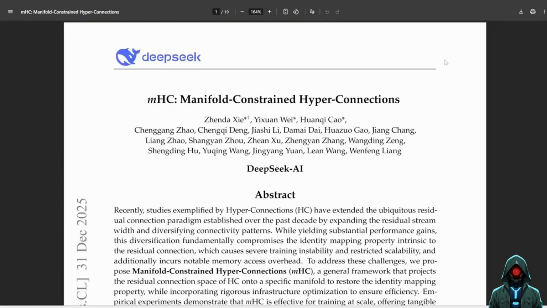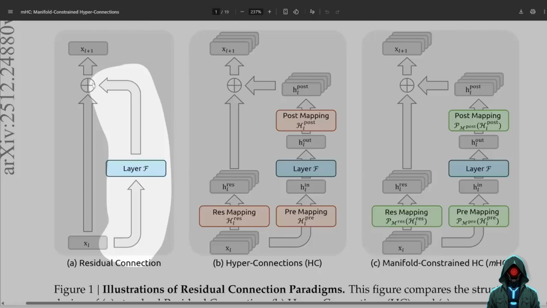Today, we're diving into a groundbreaking paper from Deepseek AI. At the start of 2026, they released MHC, a fix that solves a decade-old problem and could change how all large AI models are built. To understand this breakthrough, you first need to understand how AI models learn. Think of the information flowing through a model like traffic on a highway. For years, models used a design called residual connections, or ResNet.